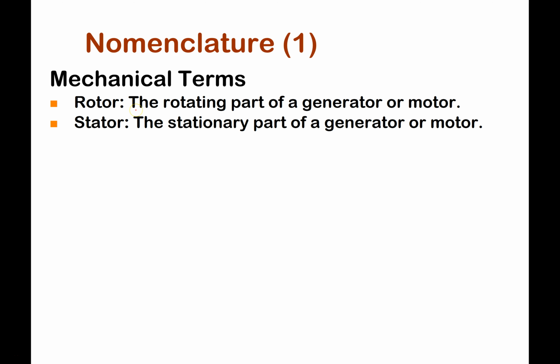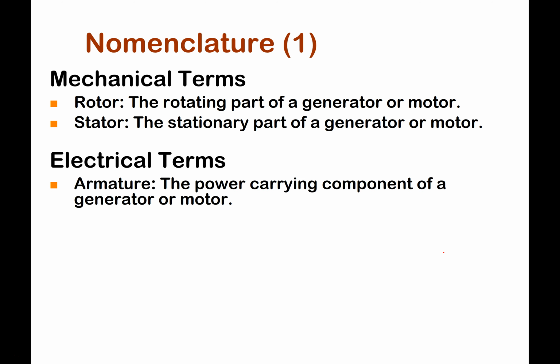The rotor again is the part that rotates. It is usually on the inside, and the stator is the stationary part, usually on the outside. In addition to that, we have some electrical terms that are sometimes used interchangeably, but you really shouldn't use them interchangeably. We have the armature, which is the power carrying component of the generator or motor. These are the windings that take power from the source and transfer it to the load.